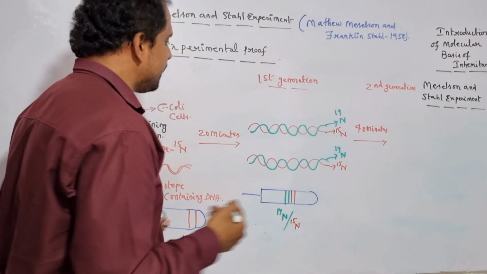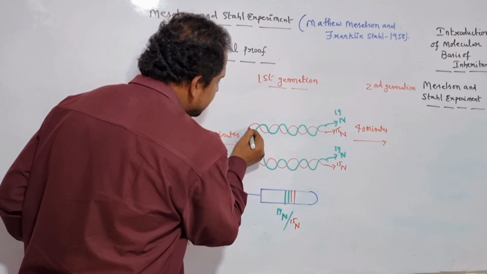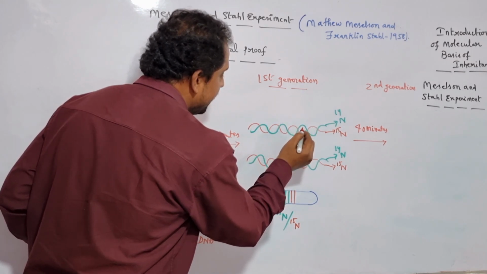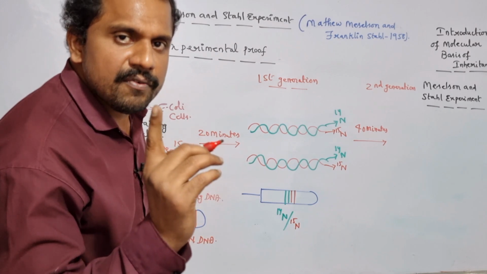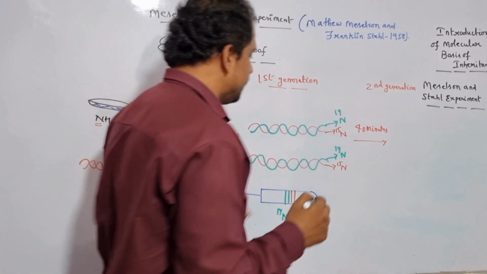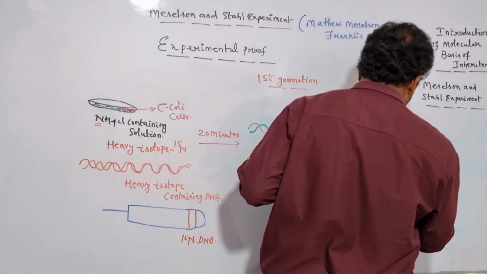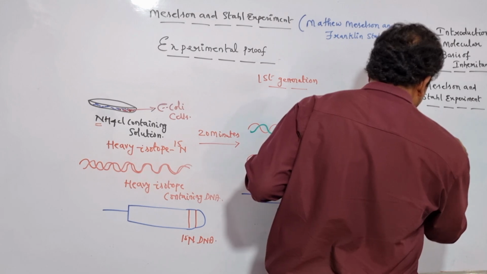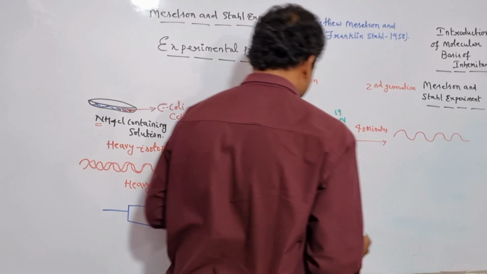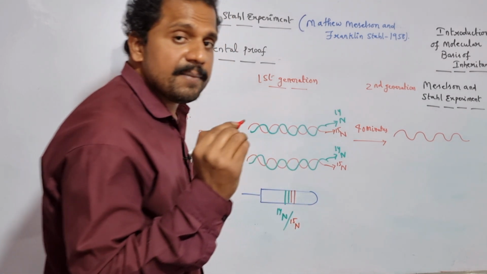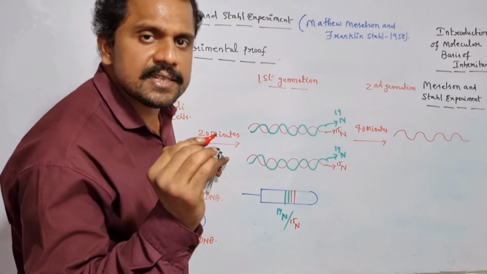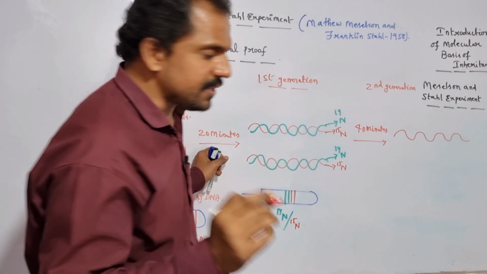So just look at here. The nucleotide sequence of the N15 containing DNA remains very similar. In the same way, the nucleotide sequence of the N15 containing DNA remains very similar to one of the parental DNA strands.